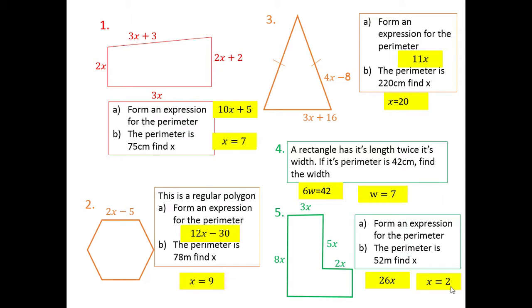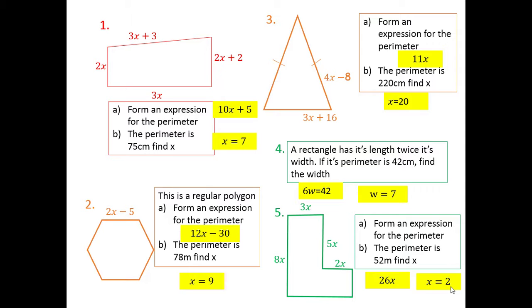You have to look out for question 2. That's a regular polygon, so that means all of those sides are the same. So all of those sides will be 2x minus 5. Question 3 is an isosceles. What do we say about an isosceles? That two of the sides are going to be exactly the same as each other.